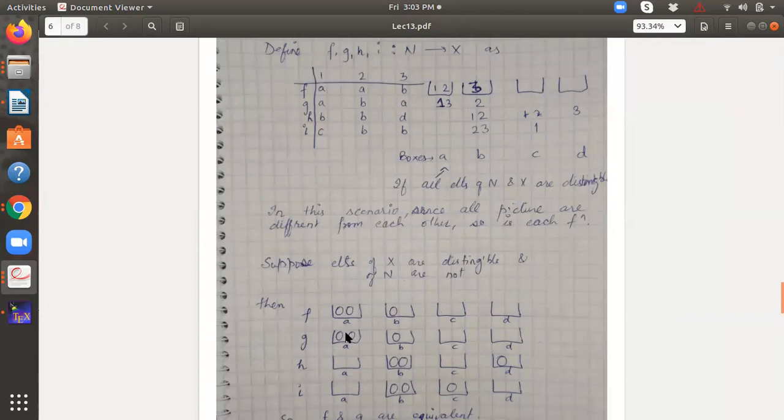So box A has 2 balls, box B has 1 ball for both the functions f and g. And extending further, the boxes corresponding to C and D remain empty in both the cases. Right? So this picture is exactly equal to this picture. Therefore, in this scenario, we say that the function f and the function g are equivalent, when the elements of n are not distinguishable, but elements of x are distinguishable.